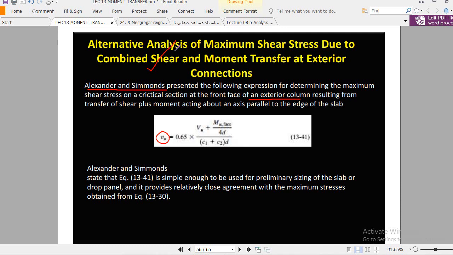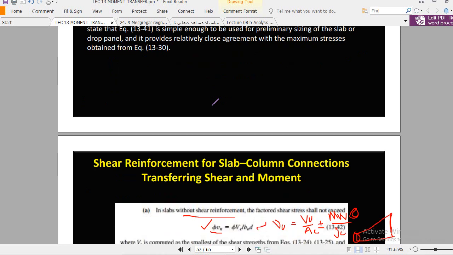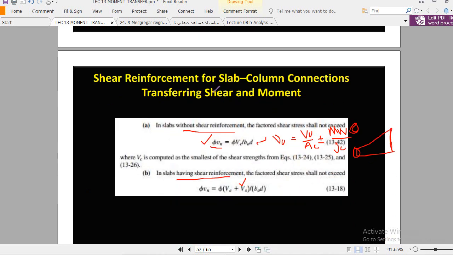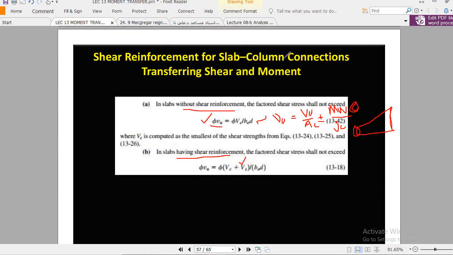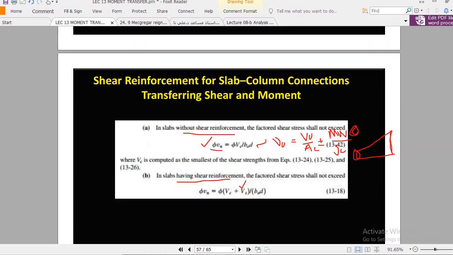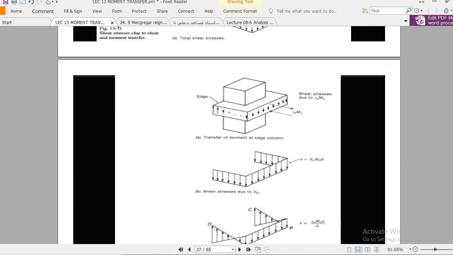And we also discussed the alternate analysis method, because we already know that we have three methods to analyze the shear flexure interaction. We have the ACI commentary method, we have the beam method, and we have the alternate method, right? And this was basically the end of lecture number 13 to lecture number 14, right?